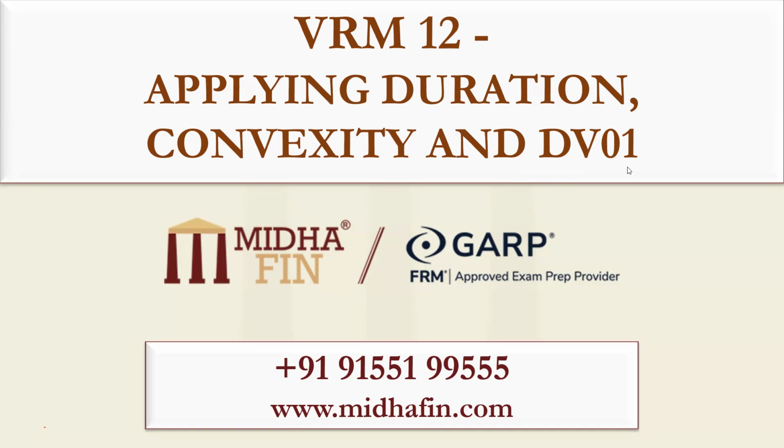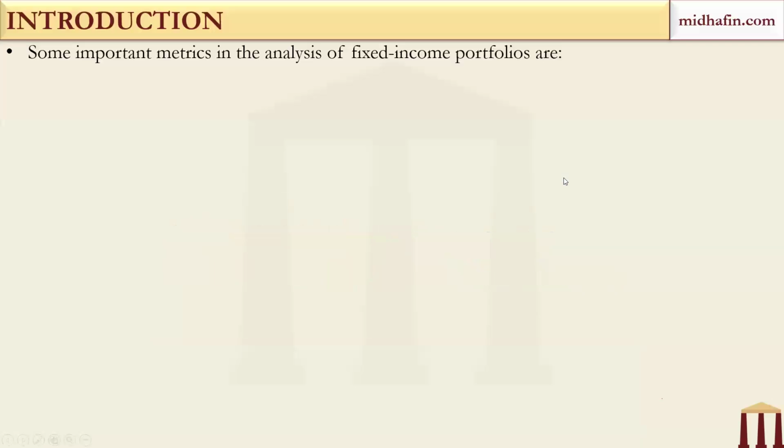Okay, so let's see what we have here. Some important metrics that analyze the fixed income portfolios basically are the DV01, which is actually dollar value 01. In other words, it measures what will be the change in the value of the portfolio, the change in dollar terms, in the value of the portfolio if the underlying interest rates change by 1 basis point. That is DV01, dollar value 01.